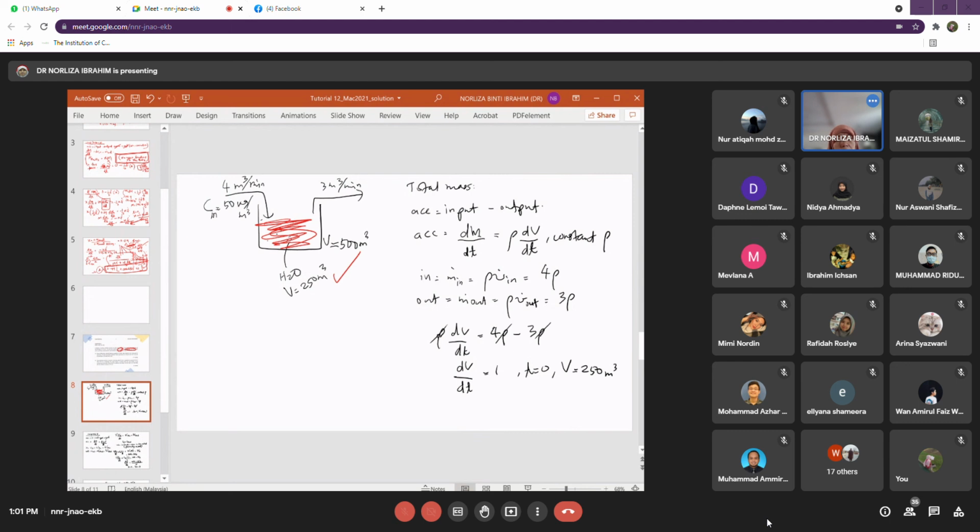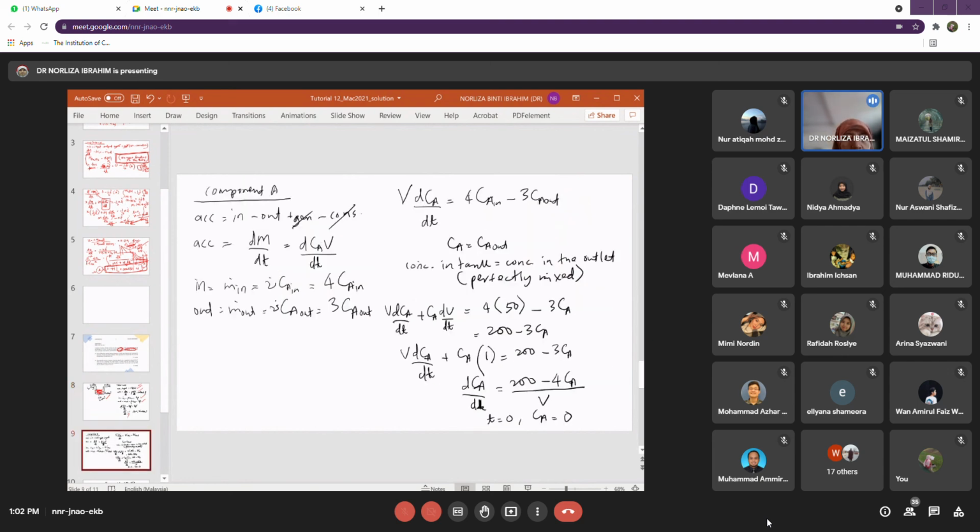kilogram per meter cube. So for the total mass, the general equation, this is what we basically discussed again and again. So the inlet is 4 times the density, outlet is 3 times density, then simplify, you got dV/dt equal to 1. At t = 0, your volume is 250 meter cube. Okay. So for the component balance, this is very straightforward. Okay, so accumulation equal to input minus output.